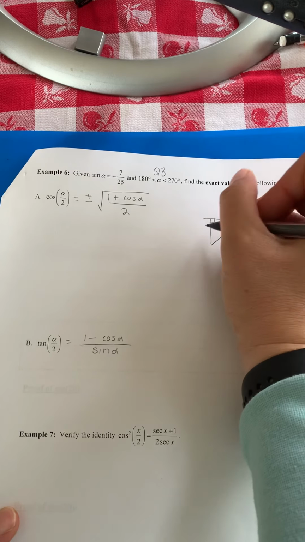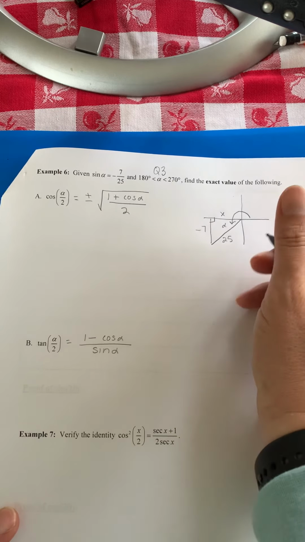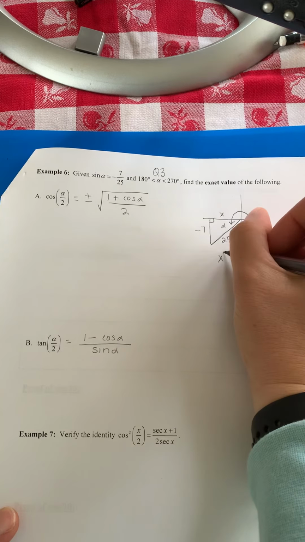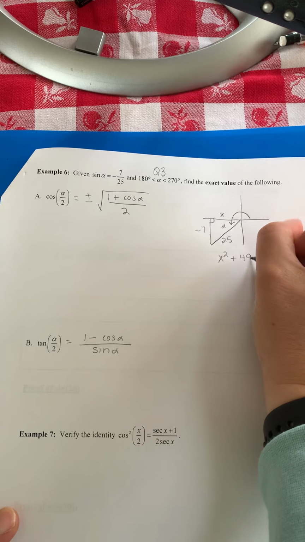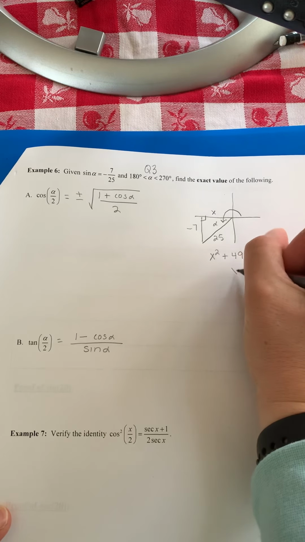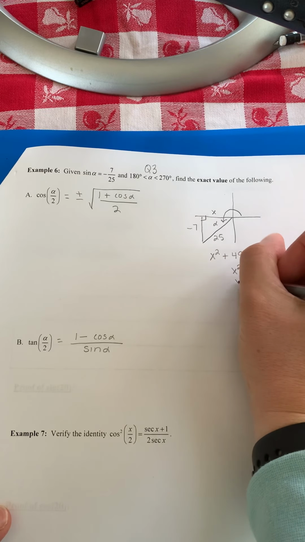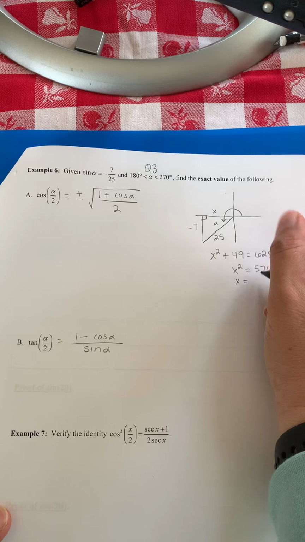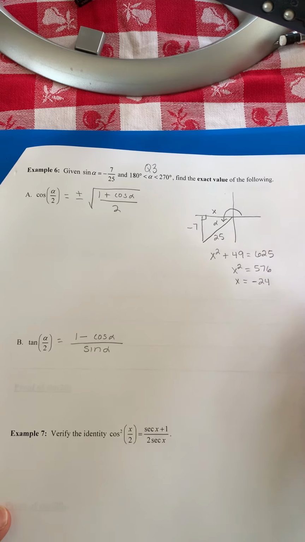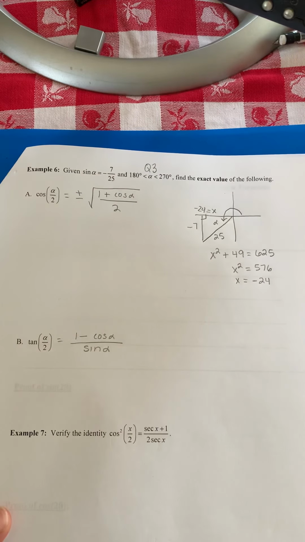Since we're dealing with the sine, the opposite side will be negative 7. The hypotenuse will be 25, and we have to find that x value. The Pythagorean theorem gives us x squared plus negative 7 squared, or 49, is equal to 625 when we square the 25. We're going to get x squared is equal to 576, and when we take the square root of that, we'll get 24, but we want to make sure that we keep a negative because we are on the negative side of the x-axis. So this will be negative 24 there.